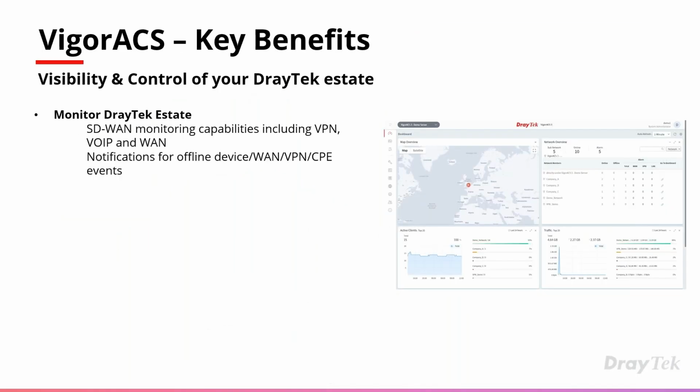Moving on to the next slide. Key benefits of VigorACS is that you'll have full visibility and control of your estate, so you can monitor the entire estate. As Alex mentioned earlier, there are SD-WAN capabilities, allowing you to monitor your VPN, VoIP, and WAN interfaces. You can also receive notifications for devices going offline, any WAN events, any VPN events, or any CPE events. So if any changes are made to a router, your WAN connection goes down, the router goes down, your VPN connection drops, anything like that, you'll be able to receive notifications for all of that.